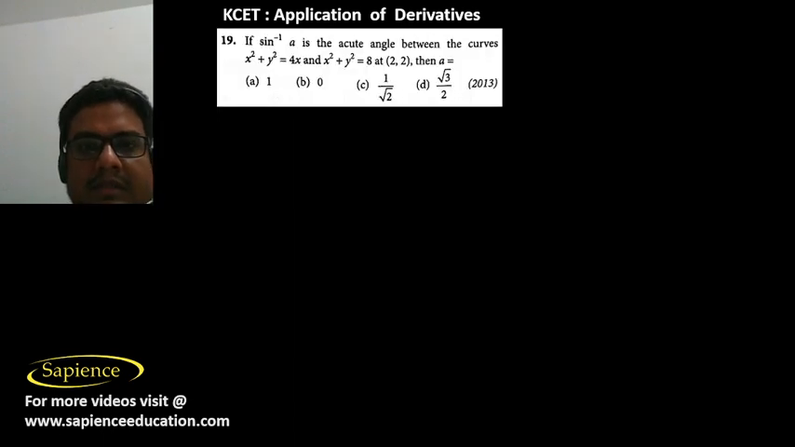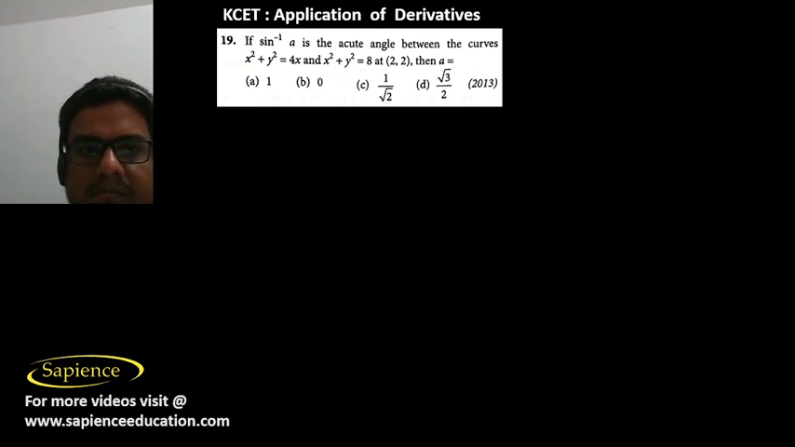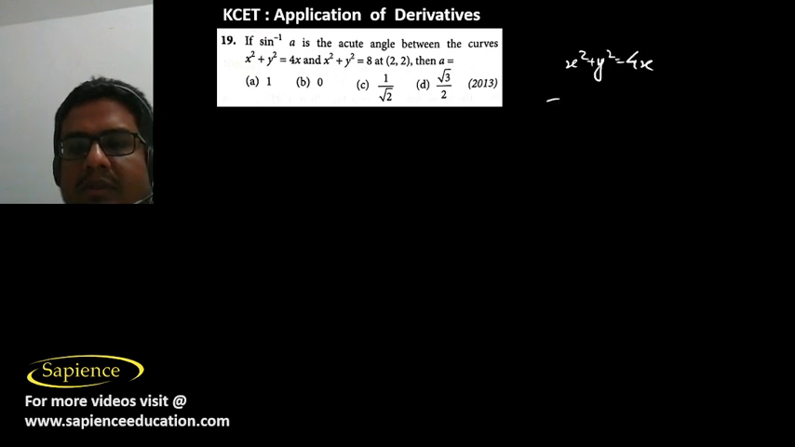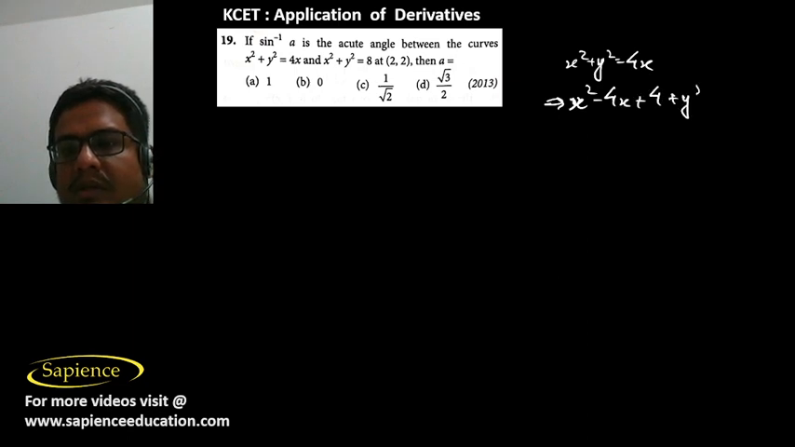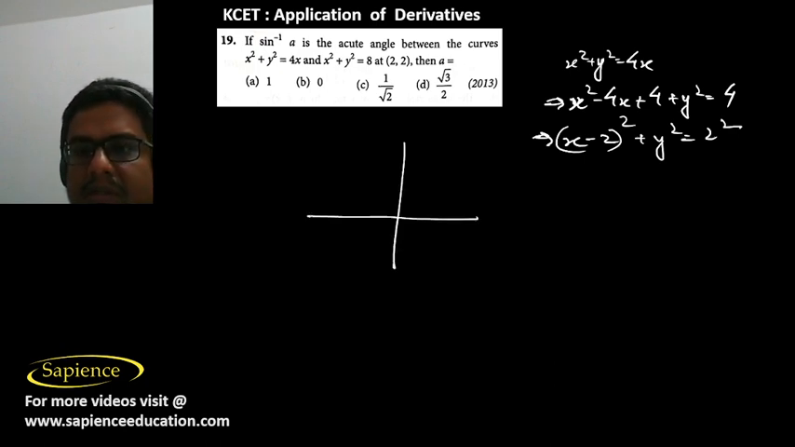Then number 19, it is told that if sine inverse A is the acute angle between the curves x square plus y square equal to 4x and x square plus y square equal to 8 at 2 comma 2, then A is how much? So x square plus y square equal to 4x means I can write x square minus 4x plus 4 plus y square equal to 4. This will be x minus 2 whole square plus y square equal to 4. Therefore, it is a circle having center at 2 comma 0, and its radius is also 2 units, and it passes through the origin.